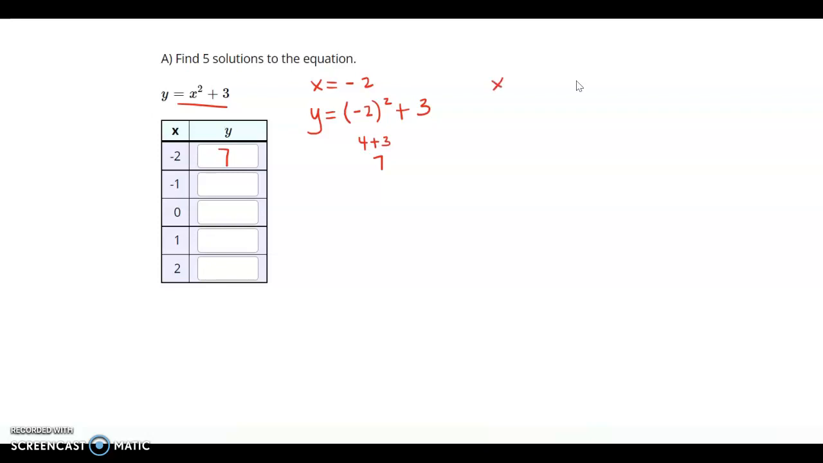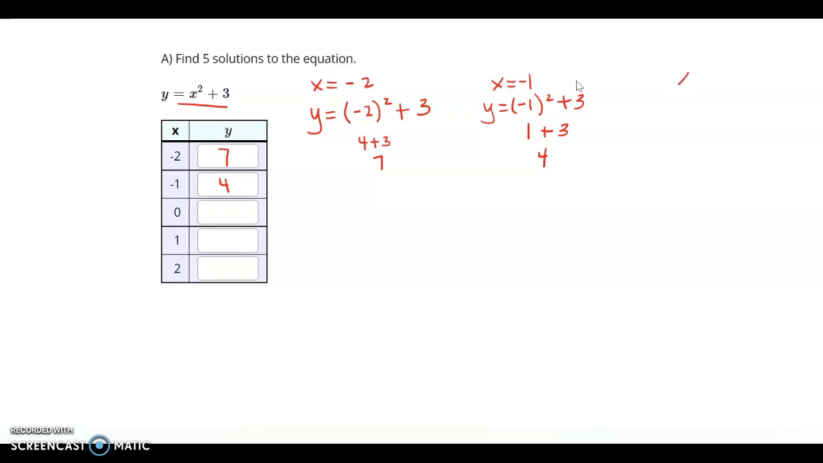Okay, the next one we have x equals -1. We're going to do the exact same thing. So (-1) squared plus 3. First, (-1) squared gives me a +1, plus 3. 1 plus 3 is 4. So this one will be 4.